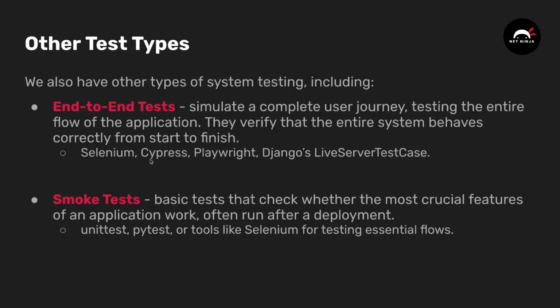Now, there are some tools for end-to-end testing. For example, Selenium, Cypress, and Playwright are very common tools that you can use for this. And we also have Django's live server test case class. So if you need to write tests in a Django application, you can combine that with some of the other tools that we have here. And we also have smoke tests, and these are basic tests that check whether the most crucial features of an application work, and they are often run after a deployment. And again, unittest, PyTest, and other tools like Selenium can be used for testing these.